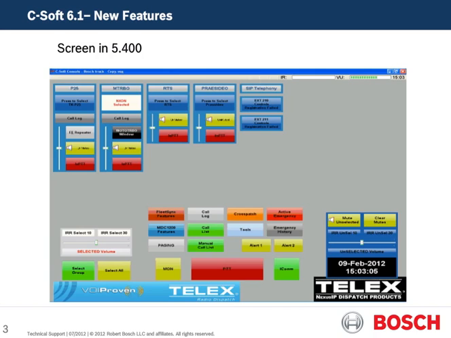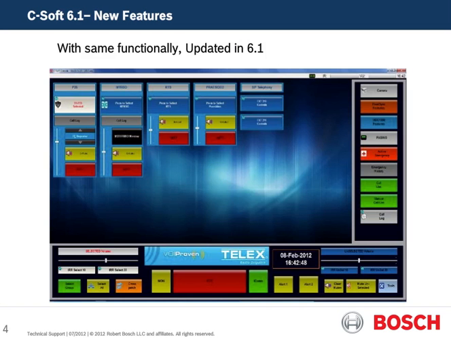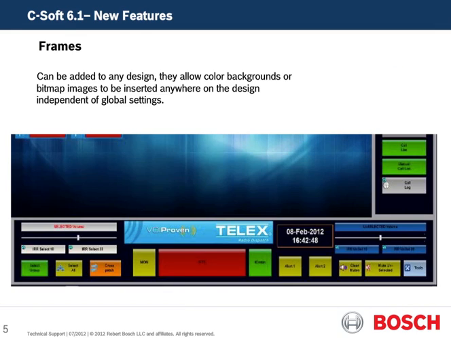Presented here is a design operating in CSoft version 5.4. Shown here, the same design has been updated using 6.1. In the following slides, we will cover how these steps were completed. Frames, new to CSoft 6.1, can be added to any design. They allow color backgrounds or bitmap images to be inserted anywhere on the design independent of the global settings.